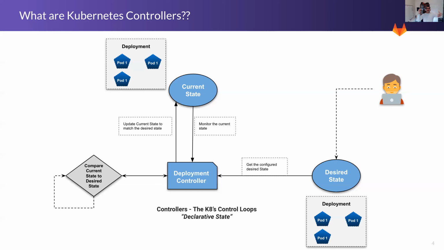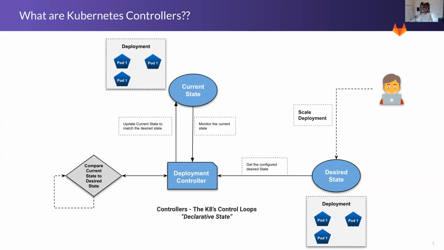If there is any inconsistency between the two, the controller's job is to change the current state to make it as close as possible to the desired state. Practically, under the hood, everything goes through other components like the Kubernetes API server and the scheduler, which is responsible for scheduling these pods. But on an abstract level, this is what's happening.